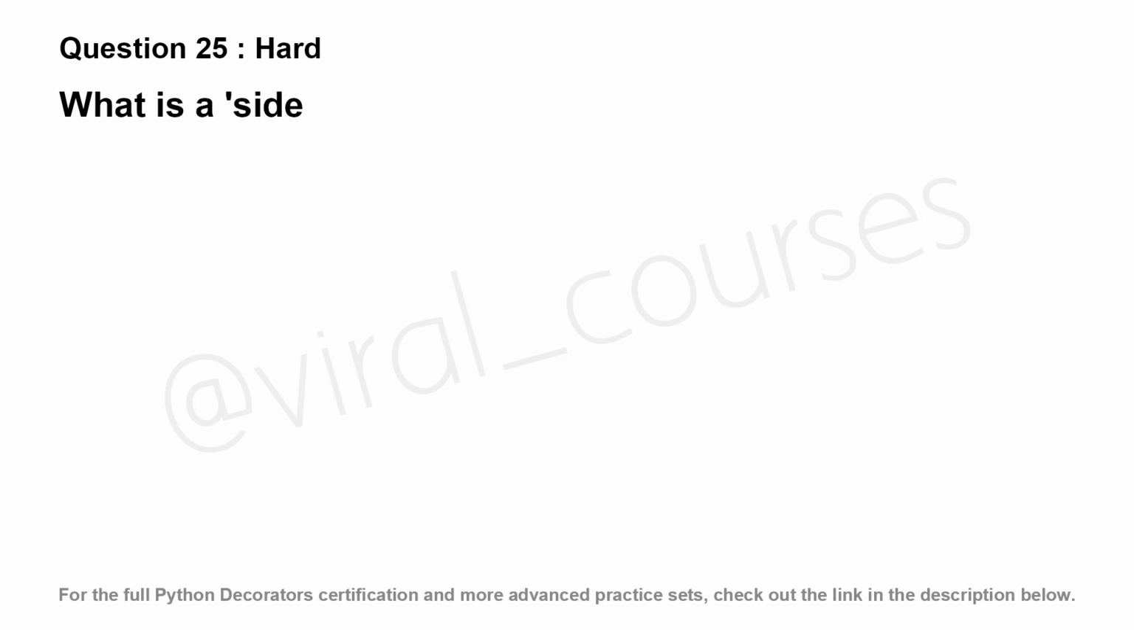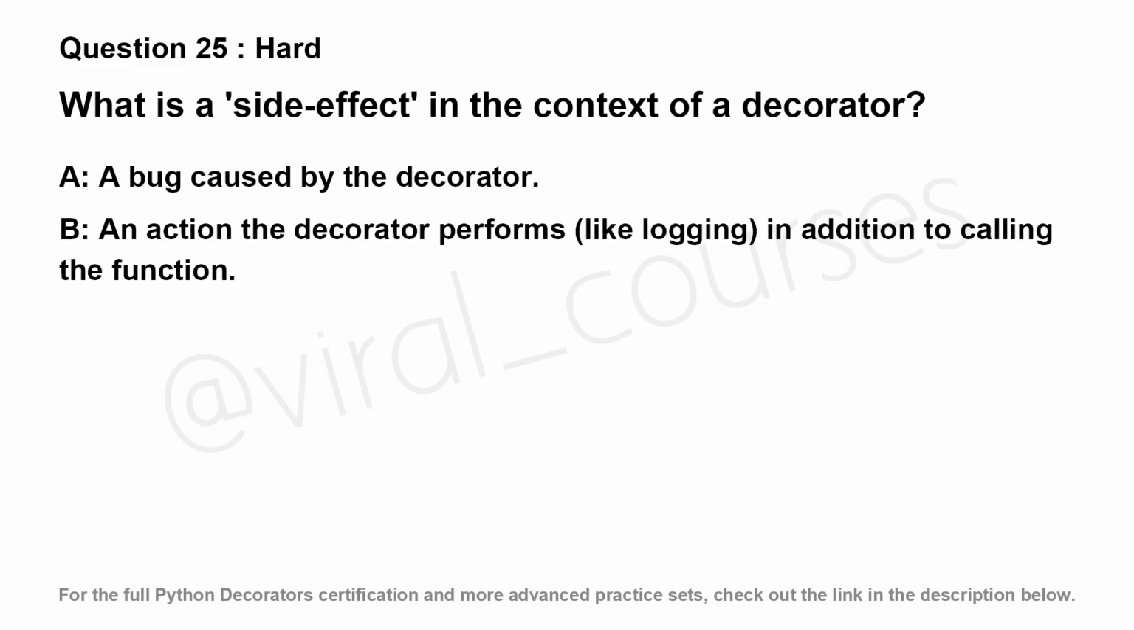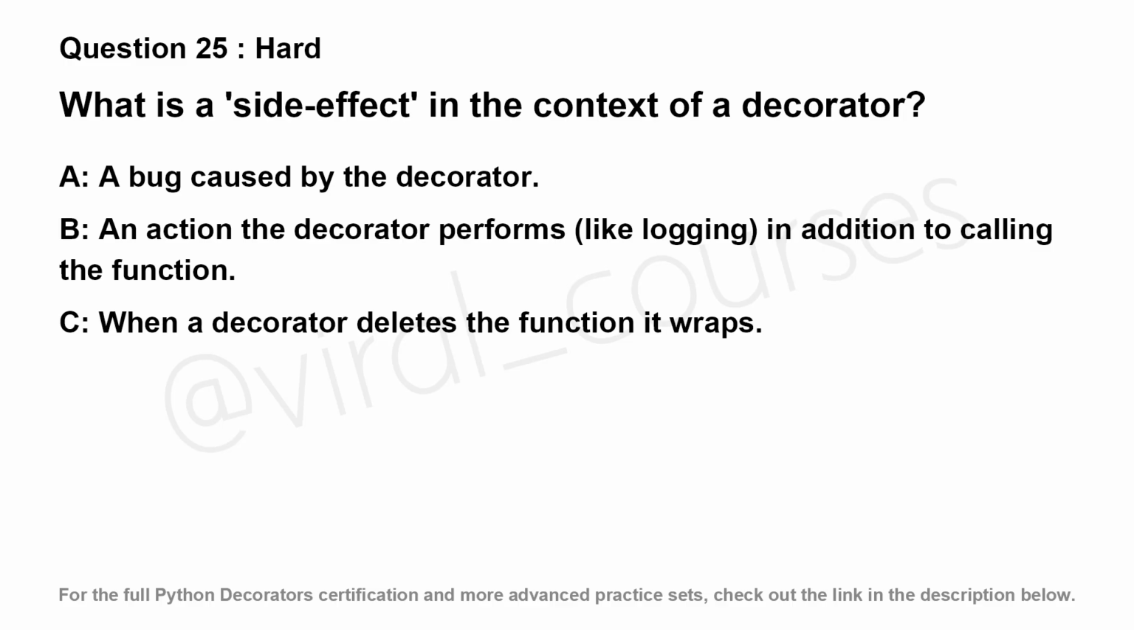What is a side effect in the context of a decorator? Option A. A bug caused by the decorator. Option B. An action the decorator performs, like logging, in addition to calling the function. Option C. When a decorator deletes the function it wraps. Option D. An increase in memory usage.